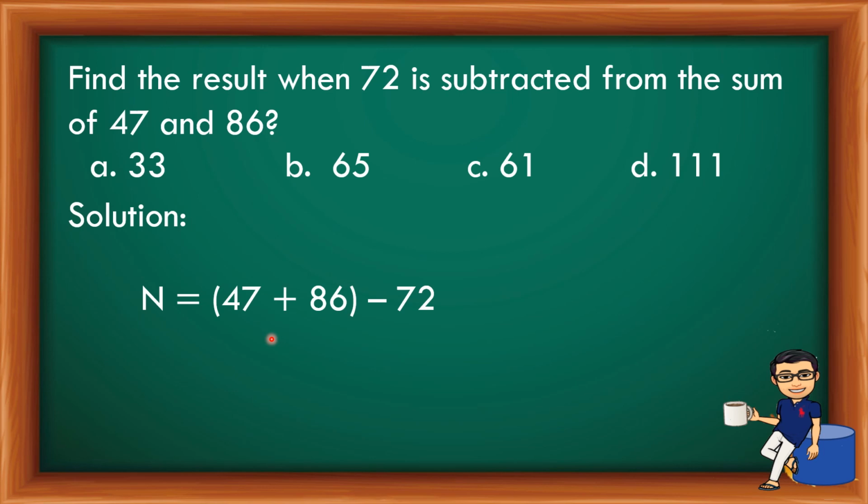Then adding 47 and 86, the result will be 133, then we copy minus 72. Hence, 133 minus 72 is equal to 61. And from the choices, our answer is letter C. Hoping you understand the first item. And let us determine the next item.